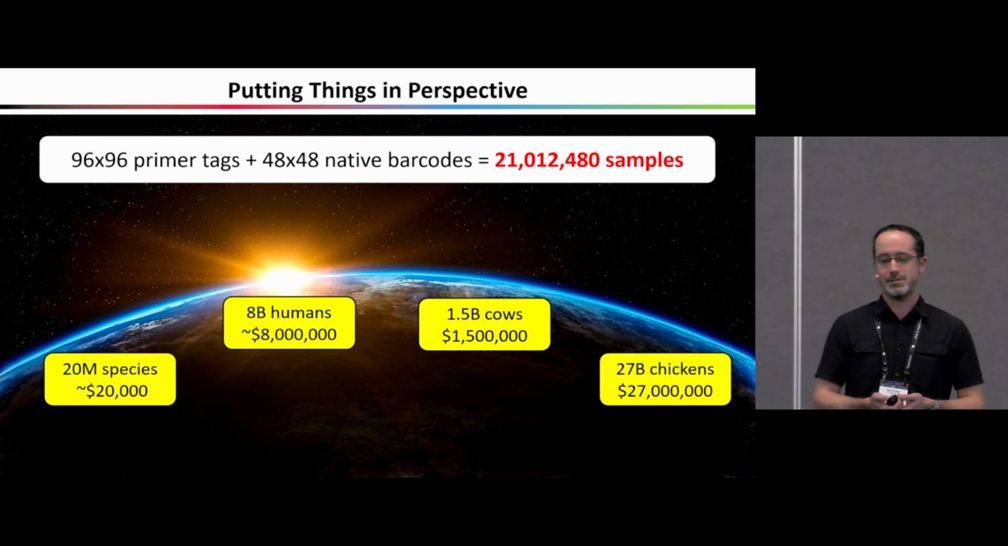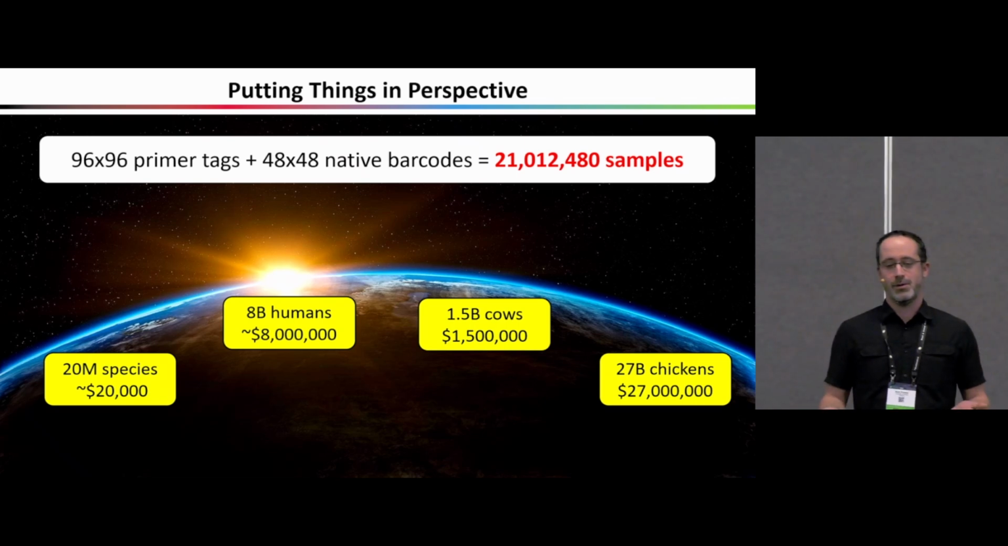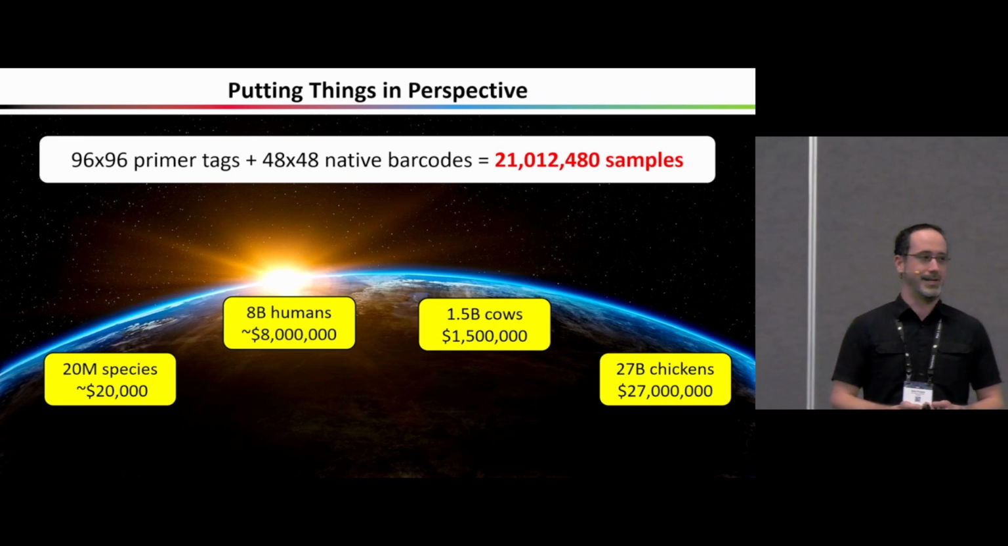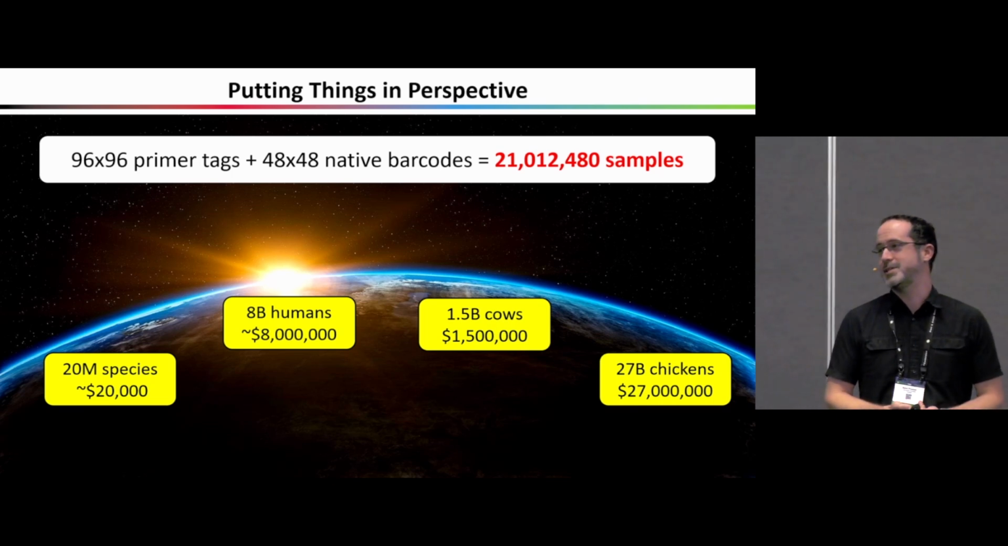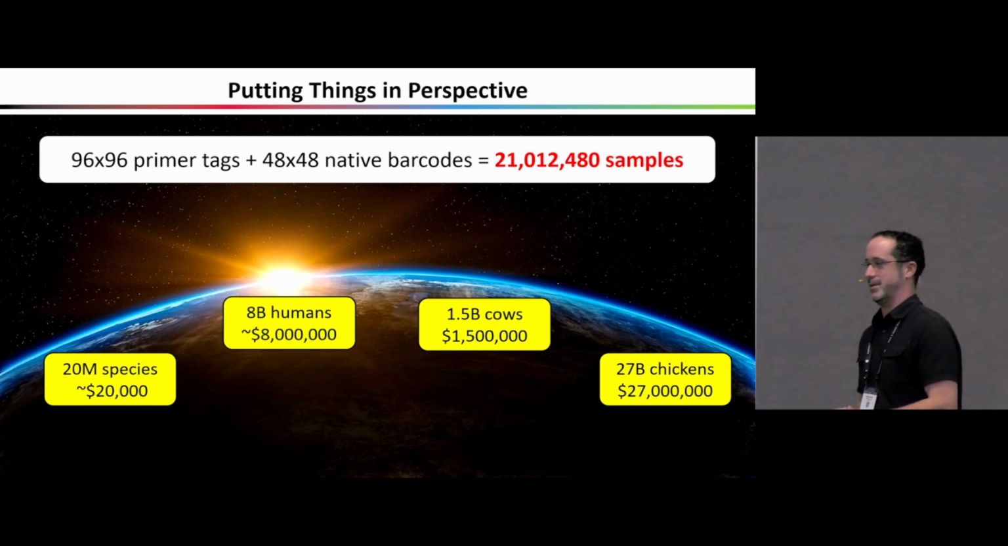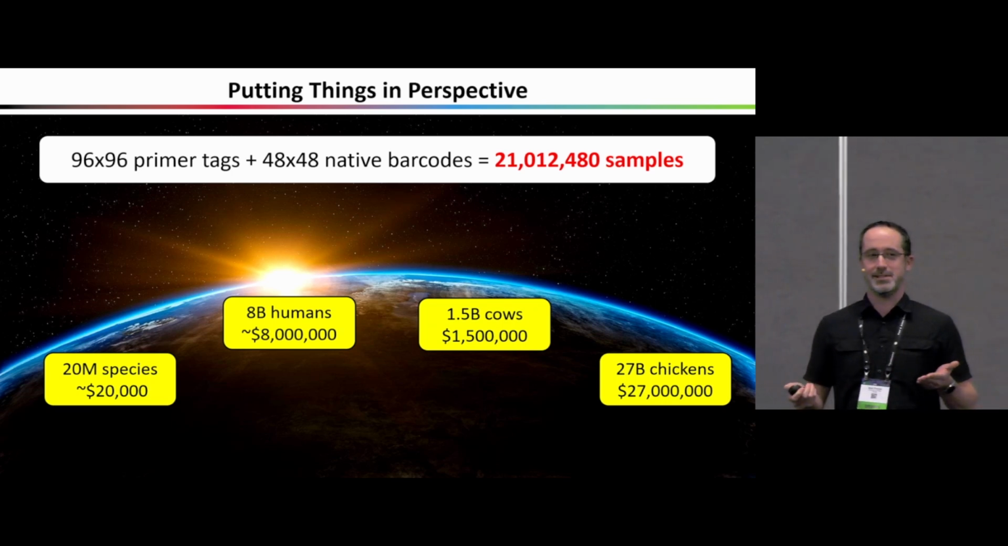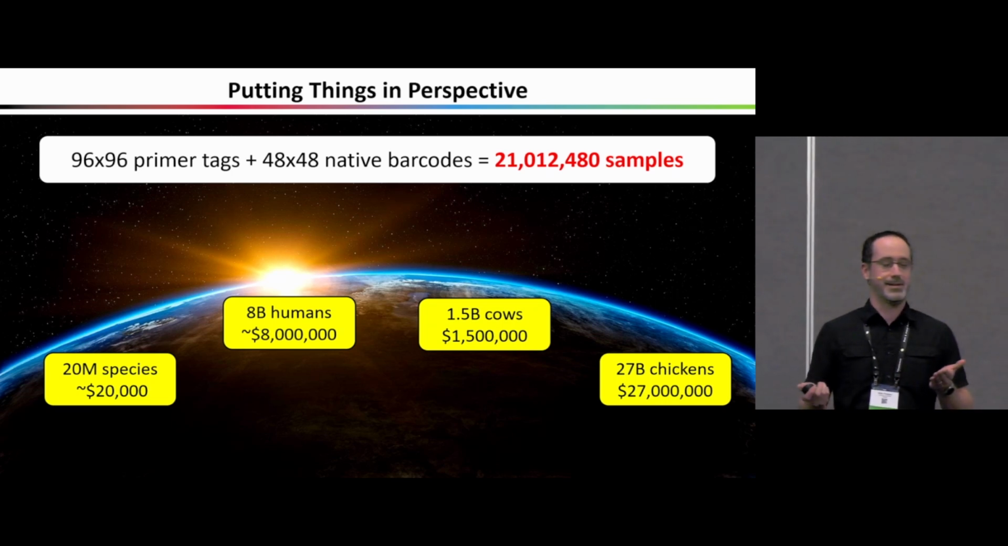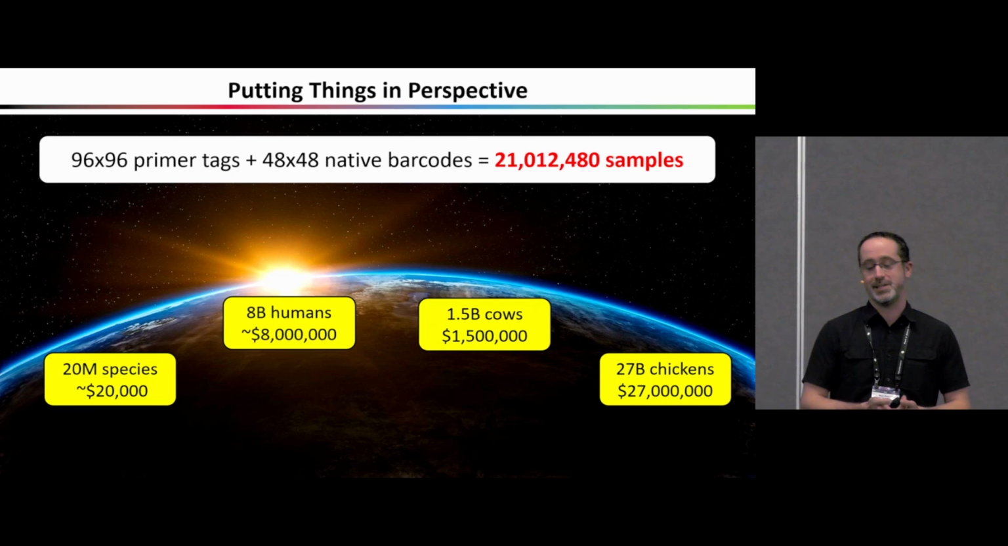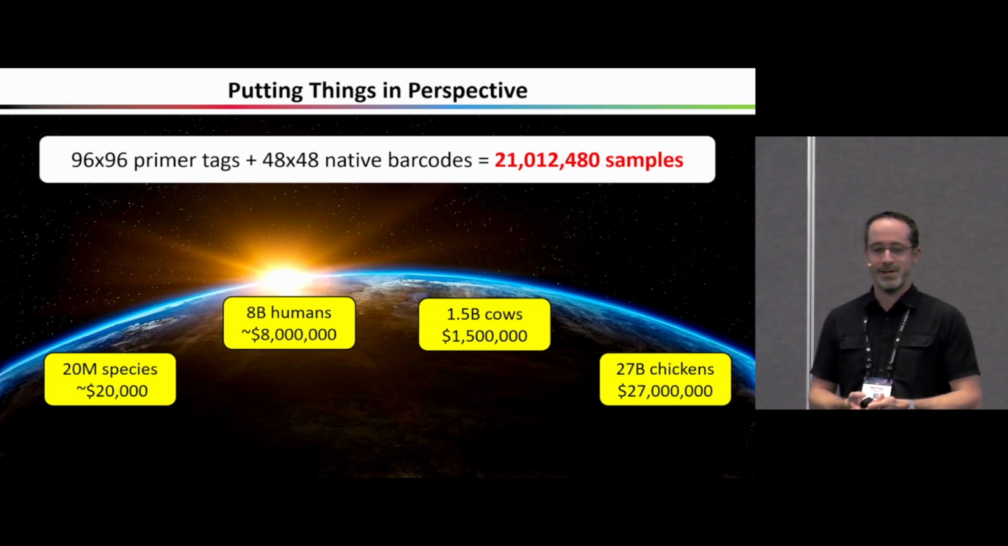or all 8 billion humans for $8 million US, or all 1.5 billion cows for $1.5 million, or all 27 billion chickens for $27 million. Obviously, it's easier said than done, but it's still amazing that theoretically our little academic lab could actually do that in theory.